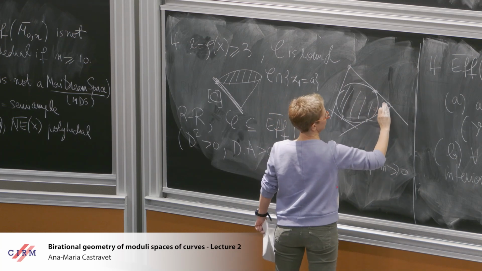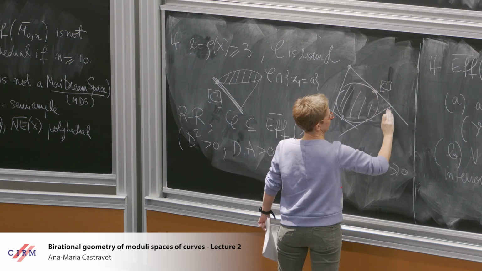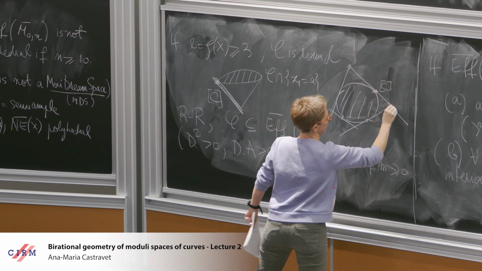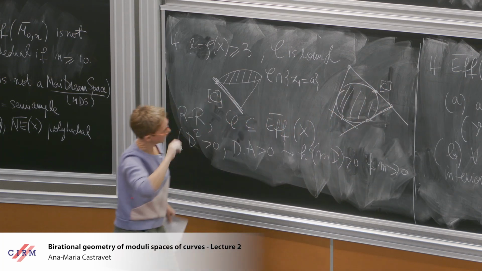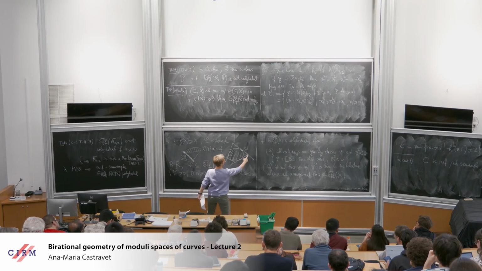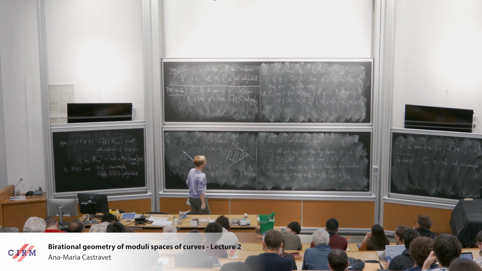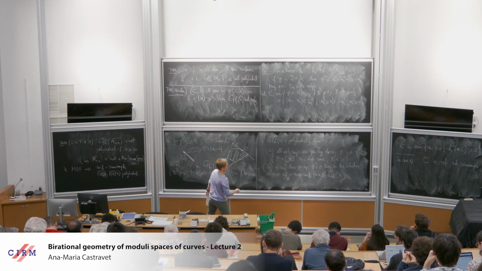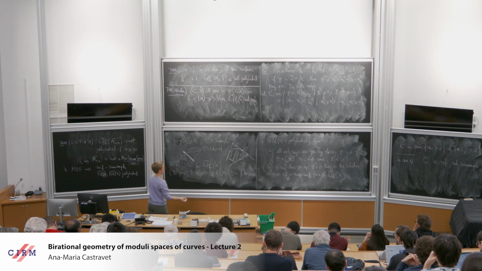So this curve class has to be in the interior of an edge. So in particular, there is a way to write this as an effective combination of these negative curves. That cannot happen if the curve does not move.